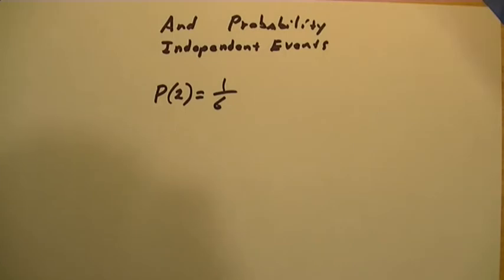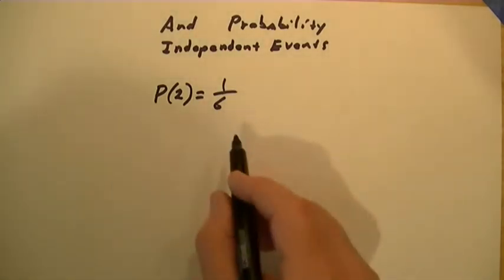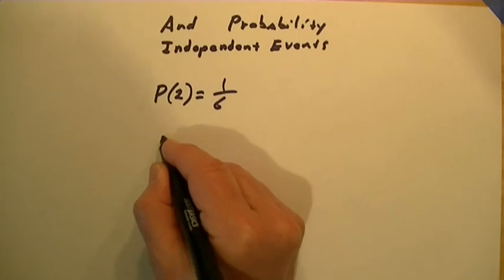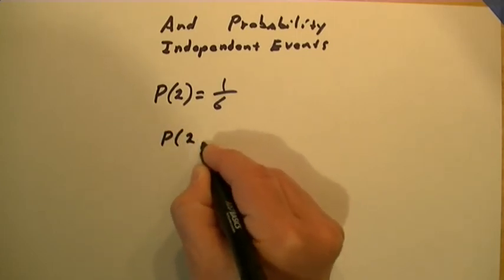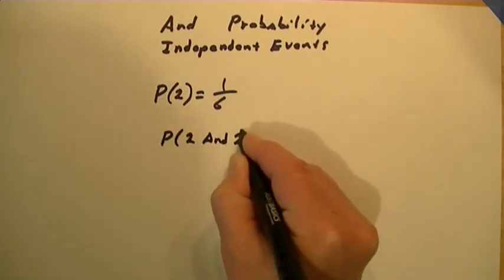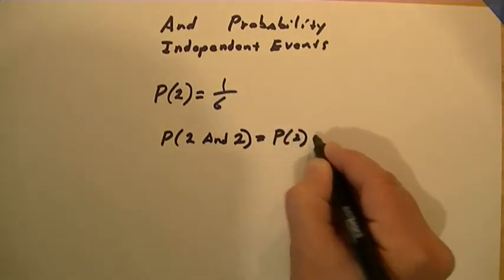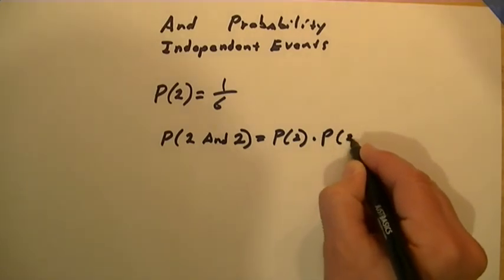Okay? So if I wanted to know what is the probability of rolling a 2 twice in a row, what is the probability if I roll it, get a 2, and then roll it again and get another 2? What is the actual probability of that? Well, in this case, we multiply. So we would say probability of 2 and 2 is equal to the probability of rolling a 2 times the probability of rolling a 2.